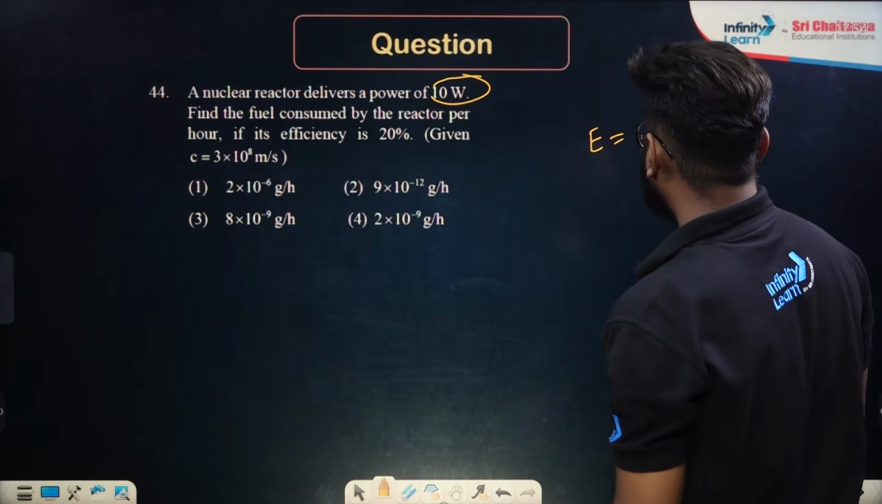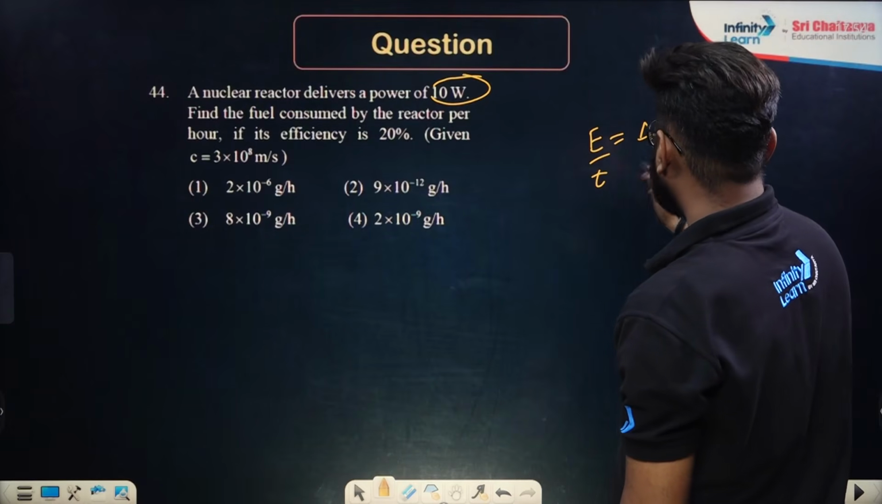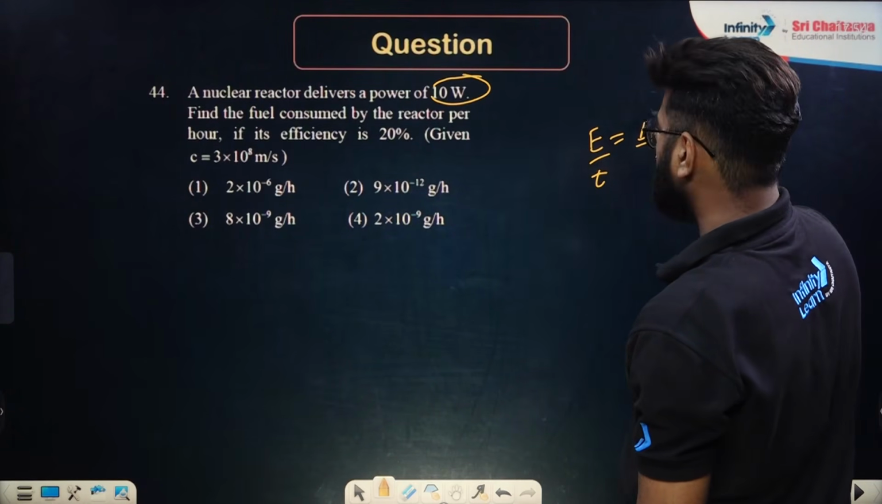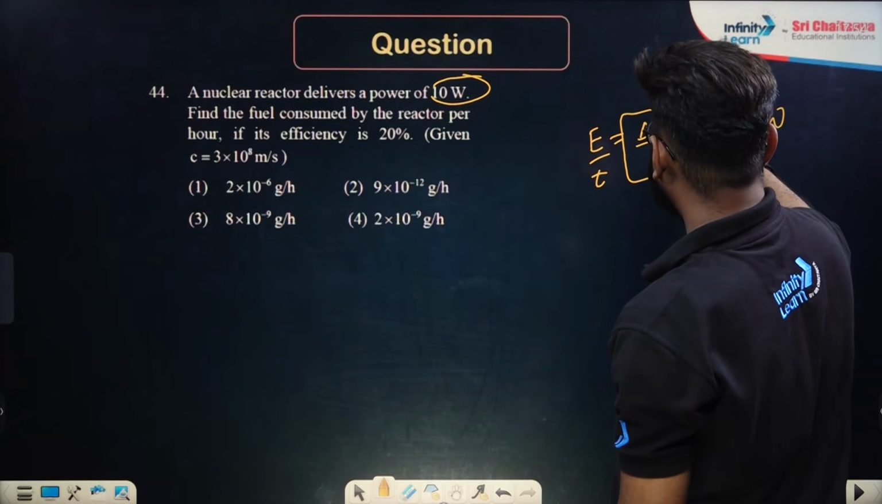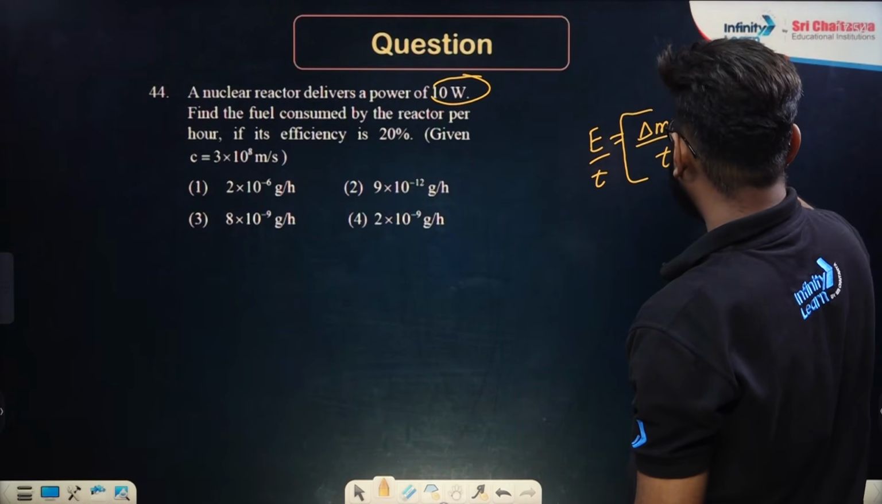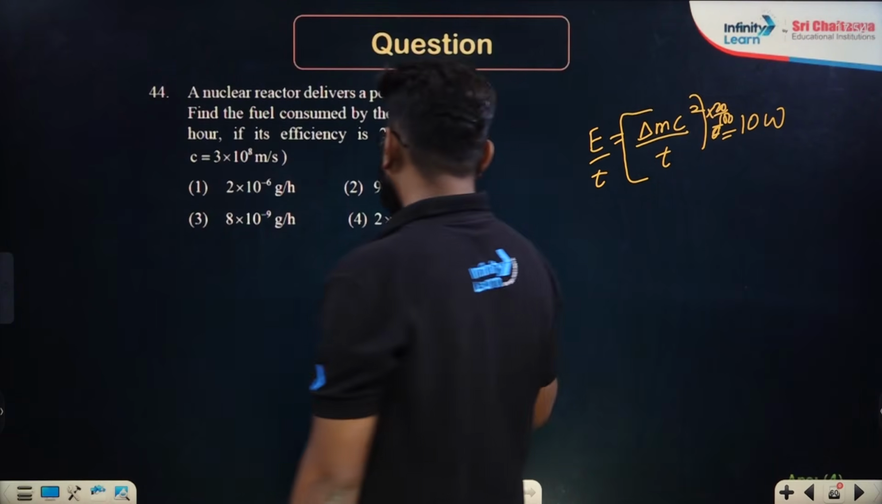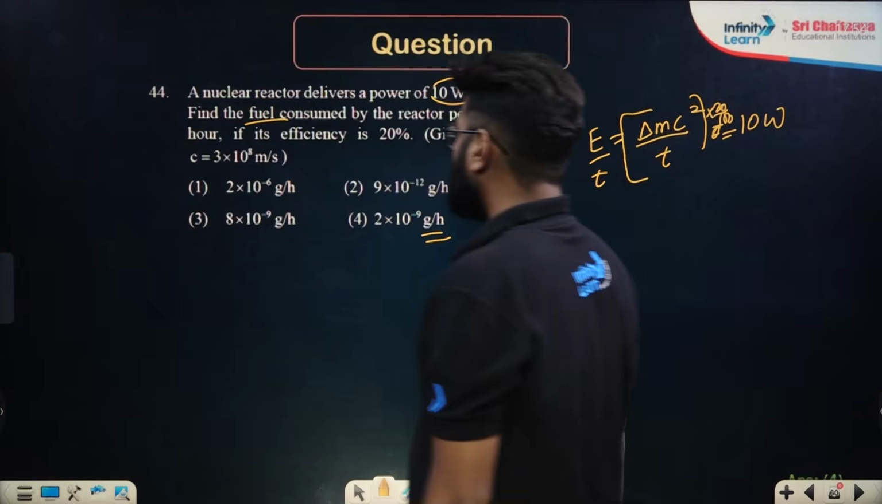right? And this energy per unit time is 10 watt. And how much is the efficiency? So efficiency is only 20%. So now when you equate this with 10 watt, you will get the value of delta m by t, which they are asking about in gram per hour, the fuel consumed.